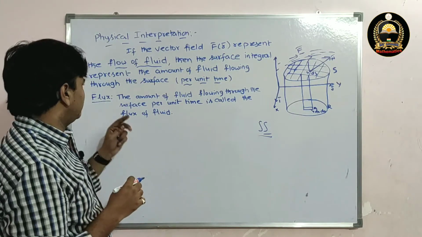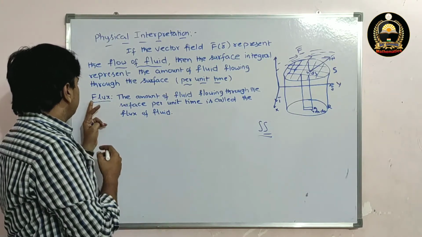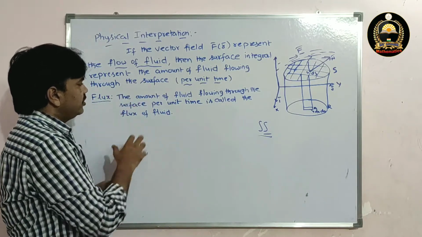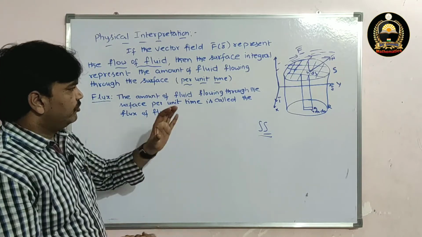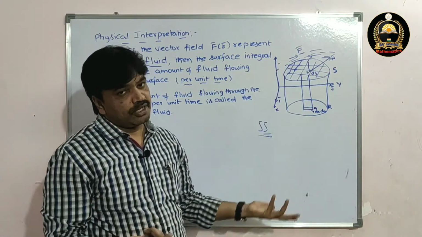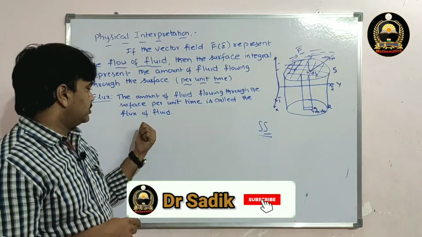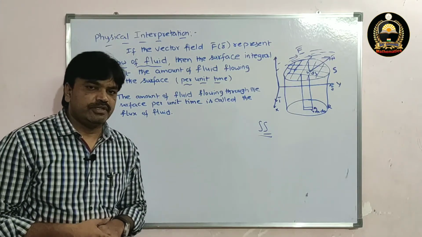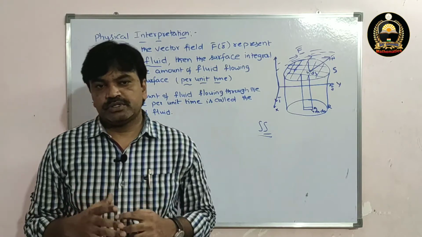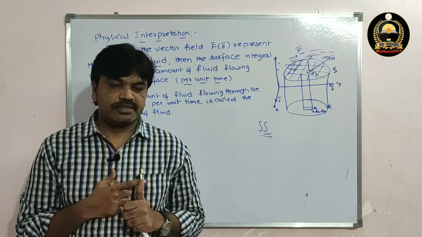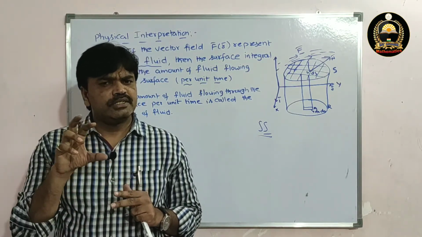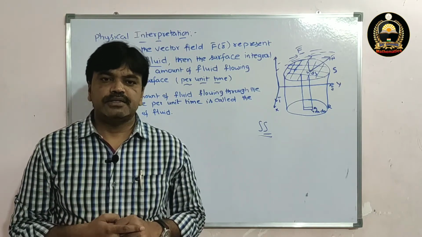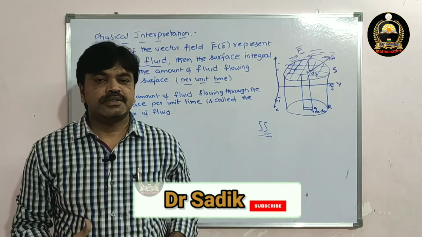There is another small definition, which is the same: flux. The amount of fluid flowing through the surface per unit time is called flux, the flux of the fluid. This is about the surface integral, some formulae and the physical interpretation of the surface integral. Hope you understand, students.